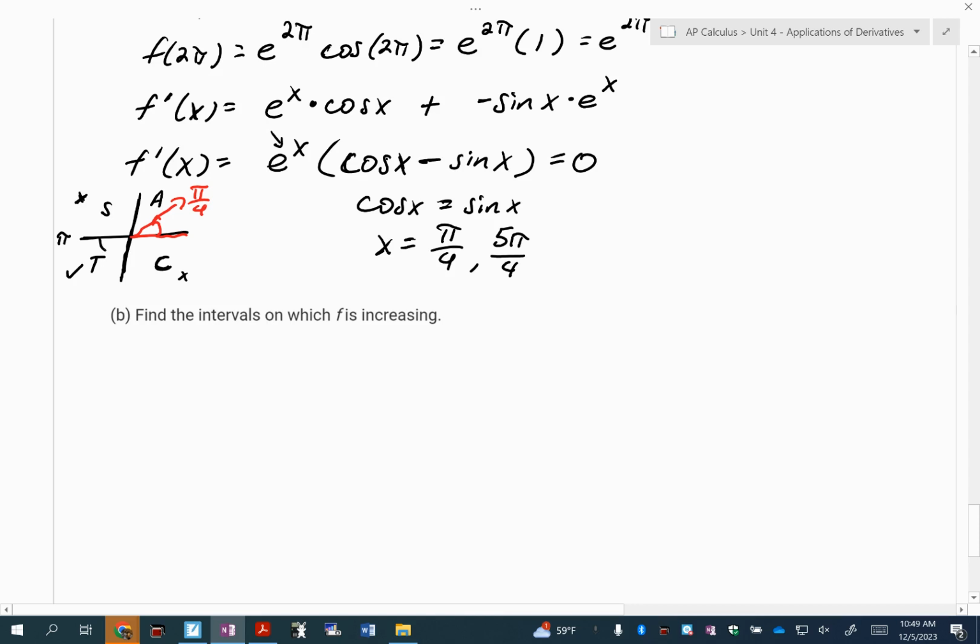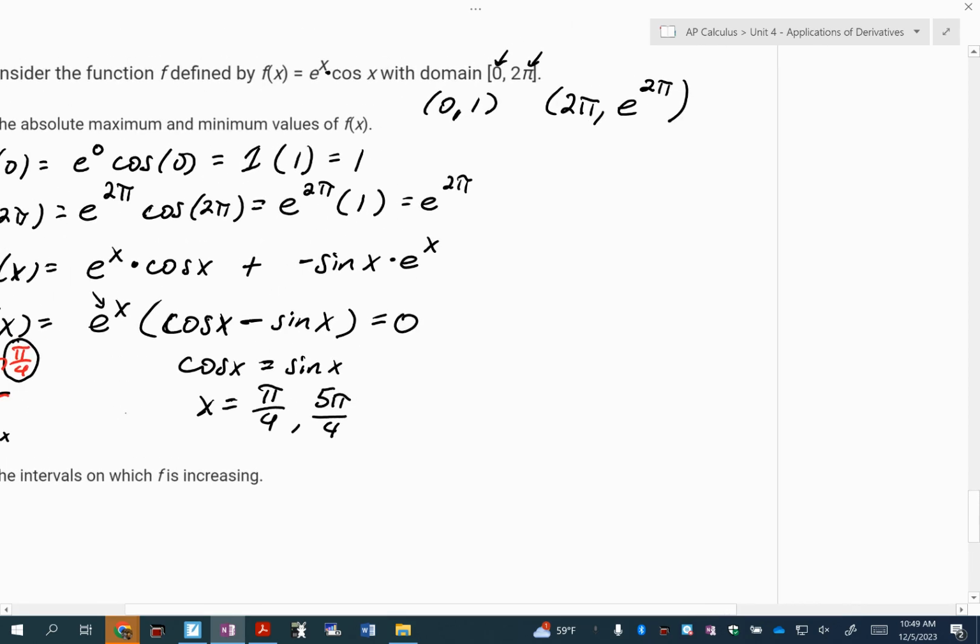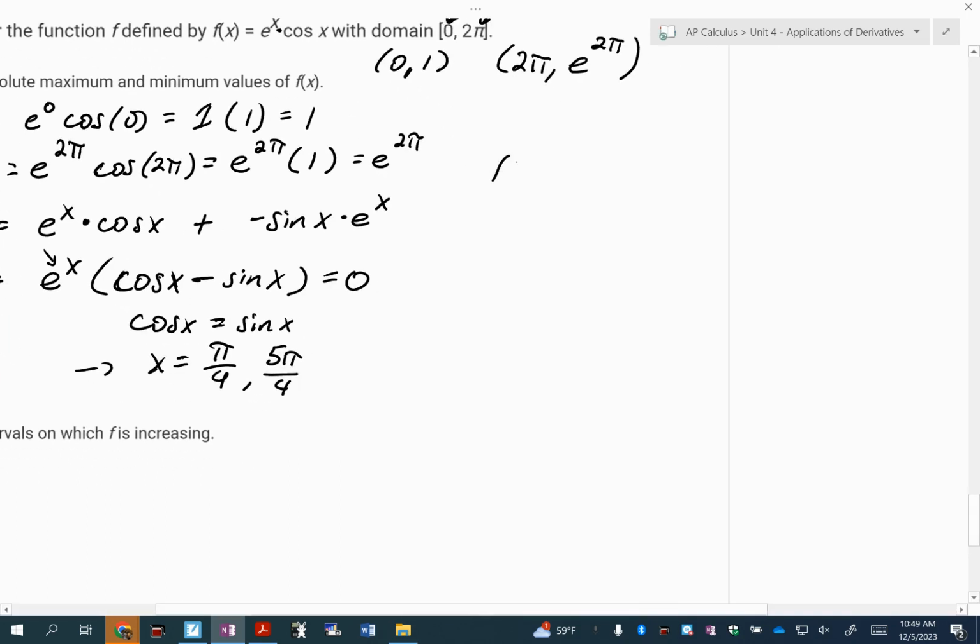And then if you move into this quadrant by that reference angle of pi over 4, adding together, you get 5 pi over 4. So these two are my critical points. And if you notice, in terms of the original x values for the domain 0 to 2 pi, both of them are actually in that. So we're going to plug in both of these.